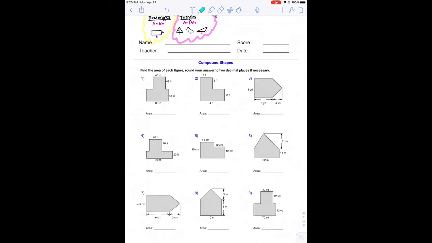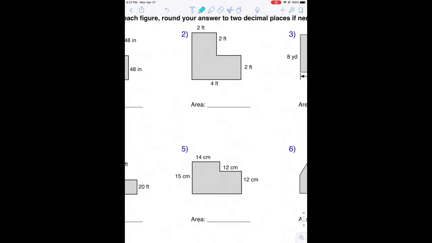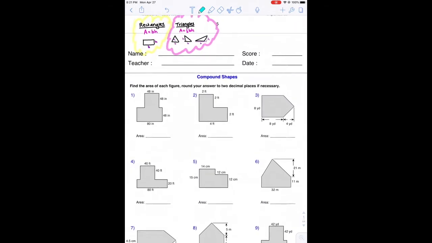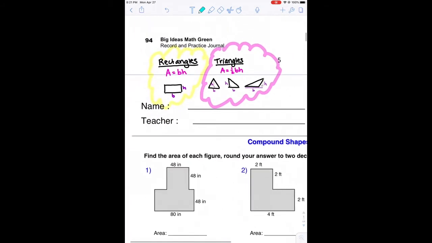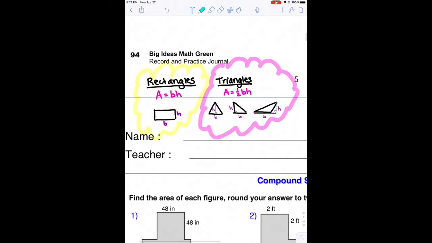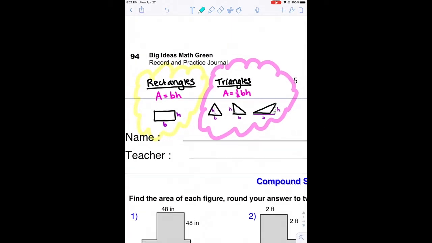If you look at something like this, for example, or the one above it, we don't know how to find the area of an L shape. So they call them compound shapes or combined shapes because they're shapes that we do know, that are familiar, put together into unfamiliar shapes. At the top, I have our formulas that might be helpful. If you want to take a screenshot of that, I think that would really help you out and put that on your page as well.